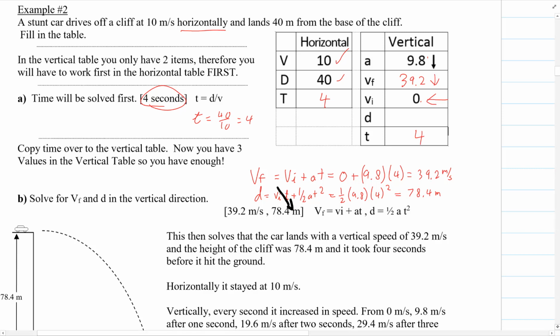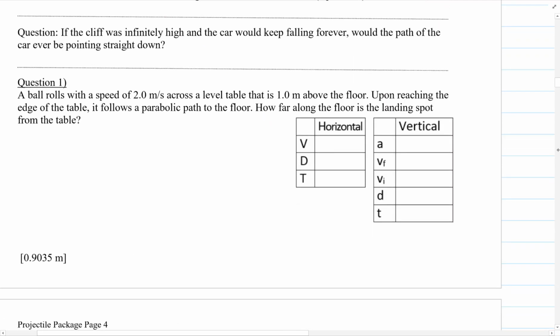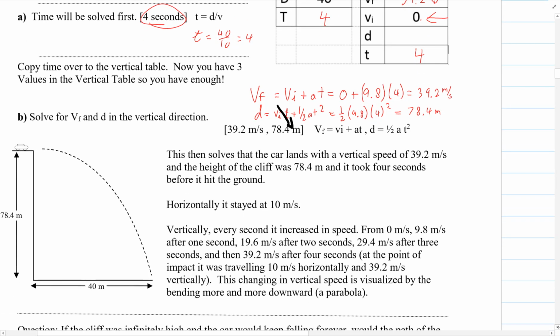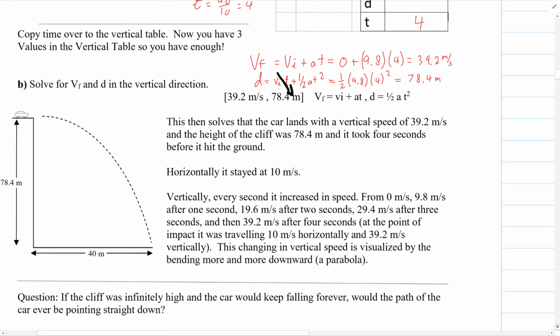Okay, so hopefully you got those and it confirmed it here. And there was a visualization of my answer. Stays at 10 meters per second horizontally. That's important to know. It's always traveling horizontally. And vertically, every second, it increases its speed. It goes from 0 to 9.8, and to 19.6, 2 times 9.8, and 3 times 9.8, and then 4 times 9.8. Every second, it's increasing by 9.8. That's what gravity is. We've studied that in falling.